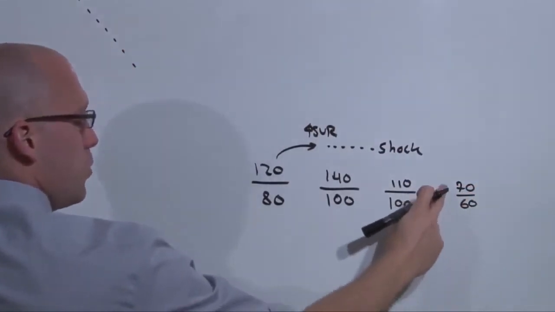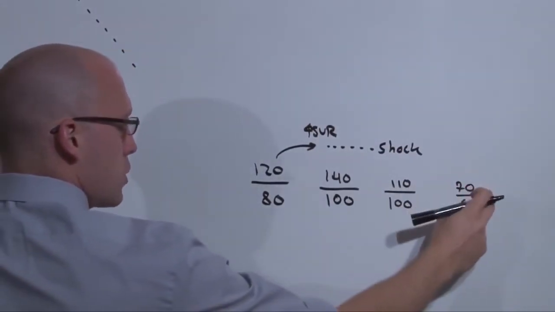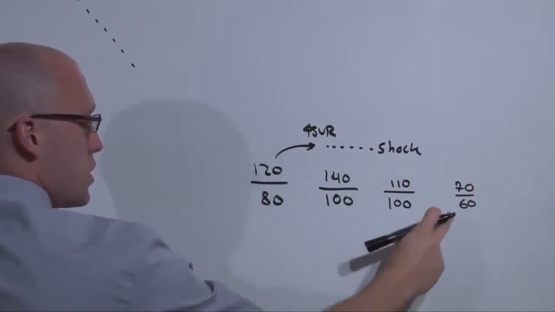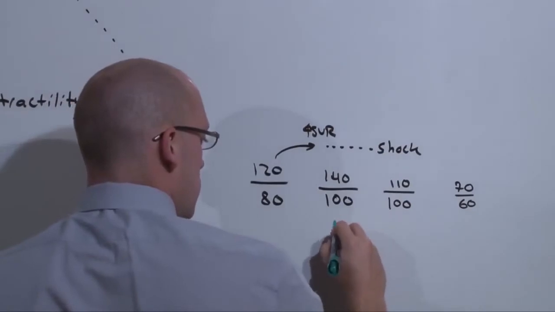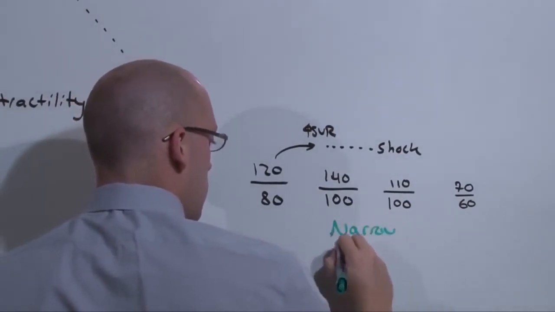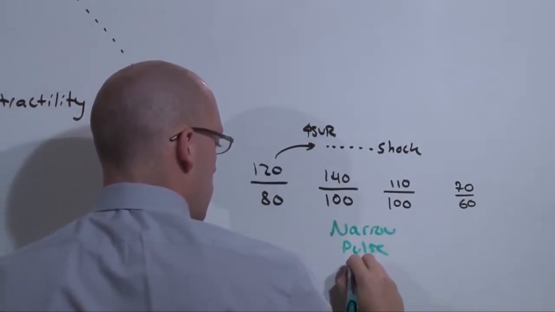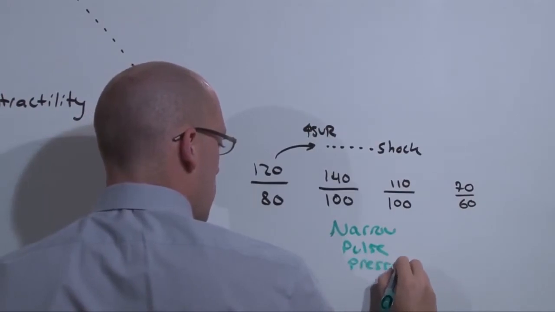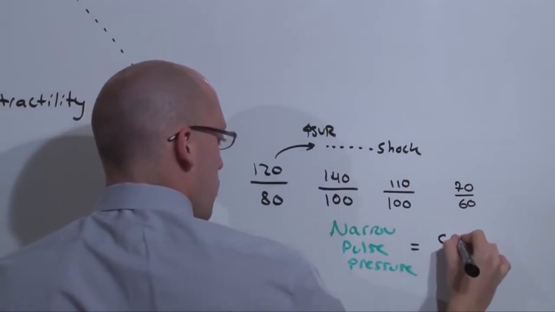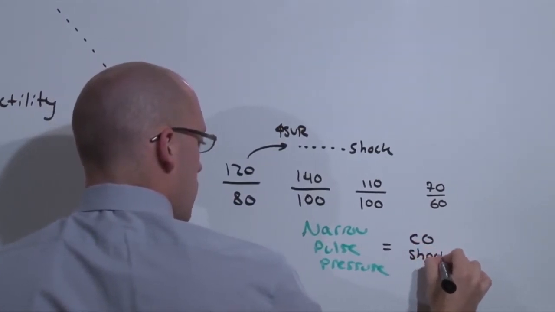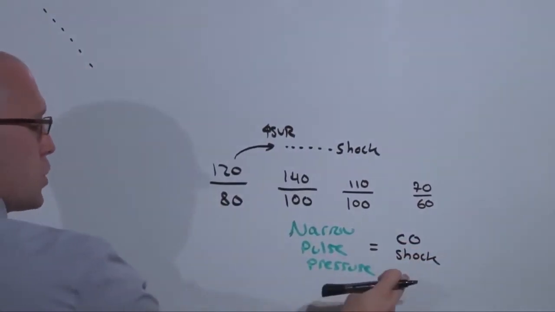They still have a narrow pulse pressure, but now their blood pressure is lower. So I want you to see that a narrow pulse pressure equals shock from cardiac output. No systolic WOMP.